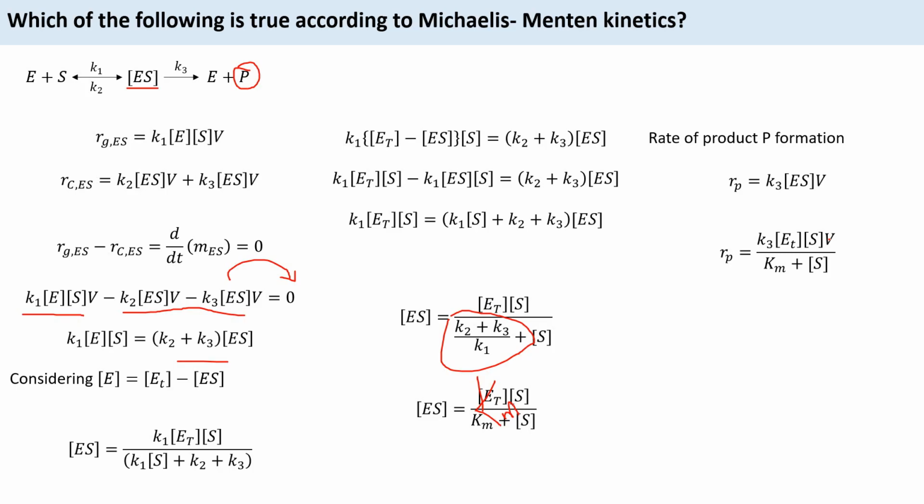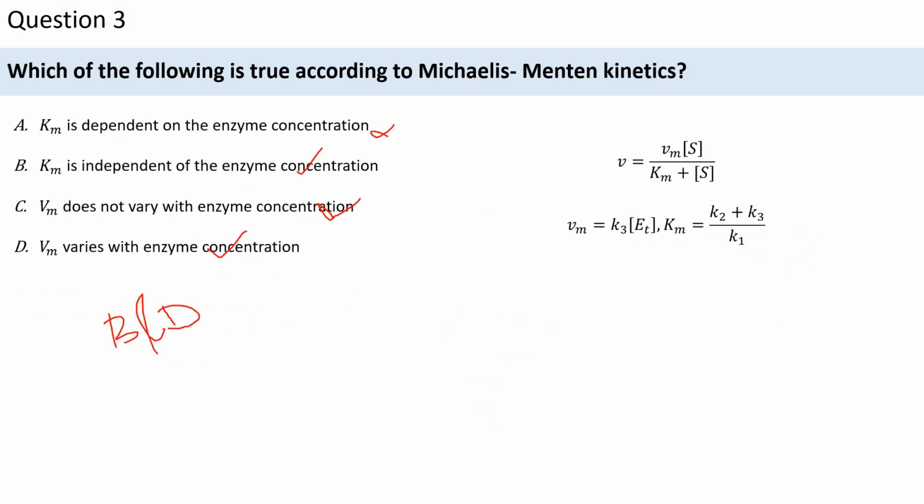By substituting, and taking V to the other side, Rp divided by V becomes your v, which is equal to Vm S divided by Km plus S. So your Vm is nothing but K3 into Et, and your Km denotes K2 plus K3 divided by K1. If you go back to the previous equation, that's what I have written here as well. So if you derive this Michaelis-Menten equation, you will find out what Km as well as Vm are, with which we can find out which is right and which is wrong in the solutions that are being given here.